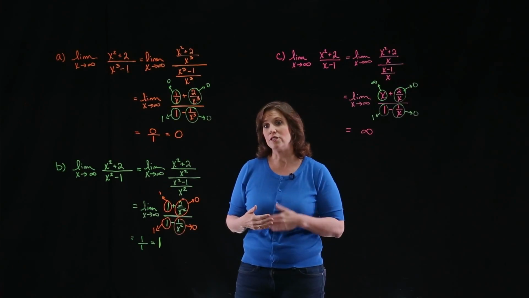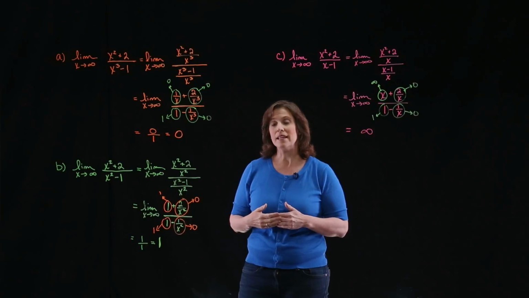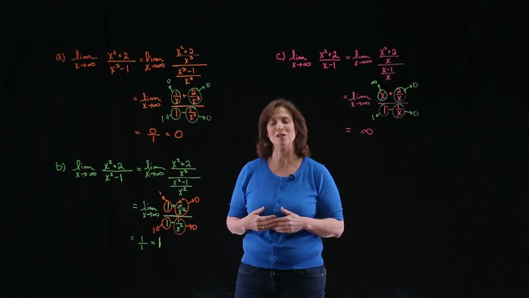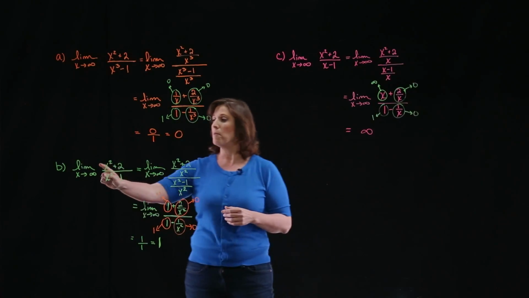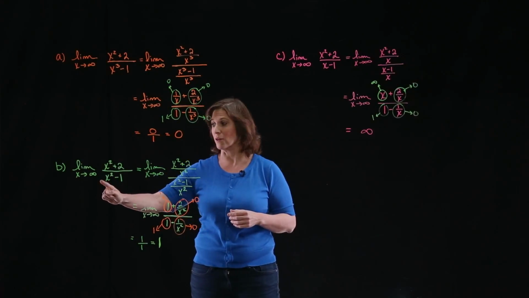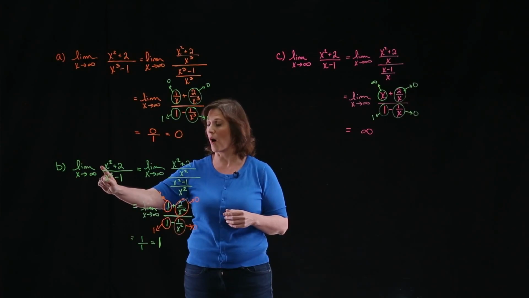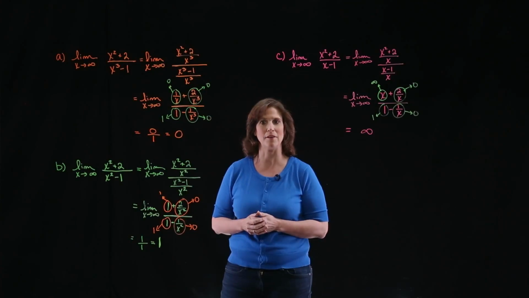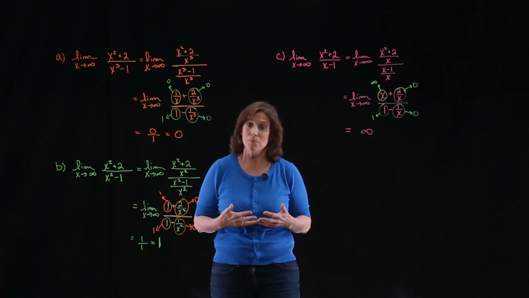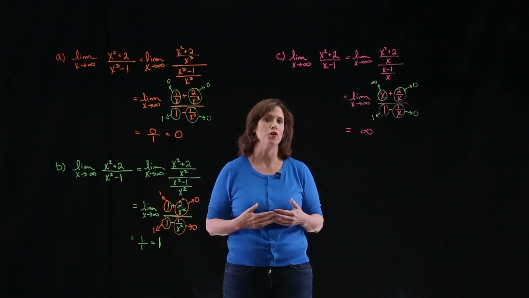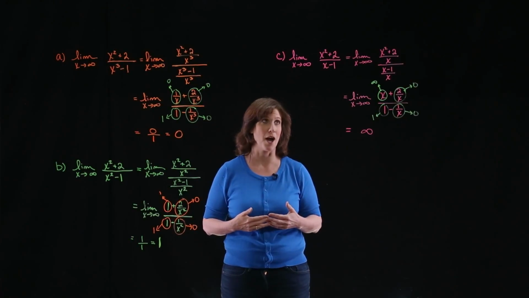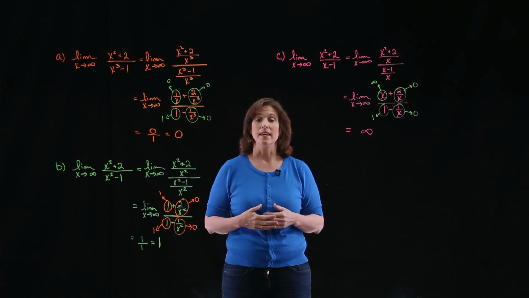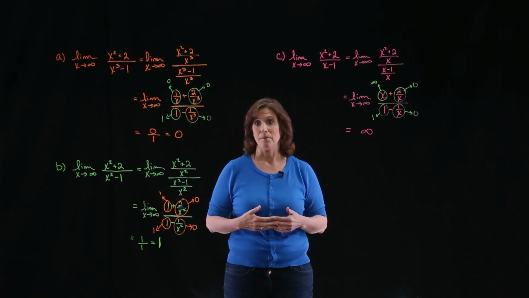If the degree of the numerator and denominator are the same, the limit will approach the leading coefficient of the numerator divided by the leading coefficient of the denominator. Both of these are degree 2 polynomials, and so the leading coefficient is 1, and the leading coefficient here is a 1. 1 over 1 is 1. That's exactly what we found out. The last possibility is what happens if the degree of the numerator is larger than the degree of the denominator, which is what happened in this last case. When that happens, the limit will always go to infinity.